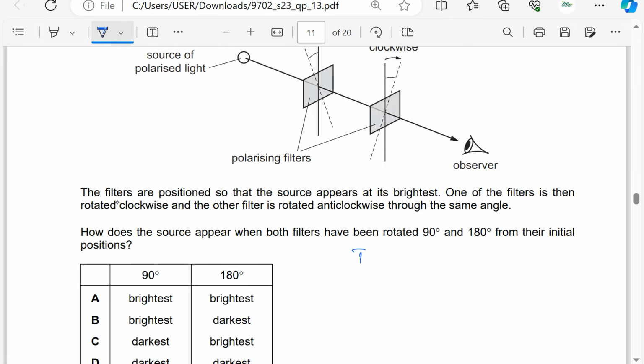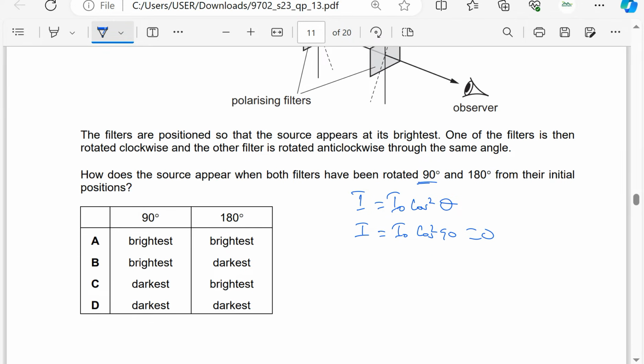So we know that I is equal to I naught cos squared theta. If both have been rotated through 90 degrees, the transmitted intensity is going to be I naught cos squared of 90, which is equal to 0. So if both go through 0, we shall just see darkness. So it is not brightness.